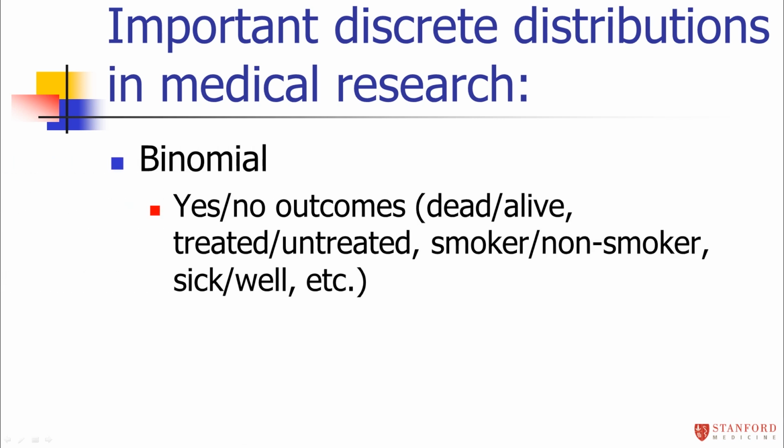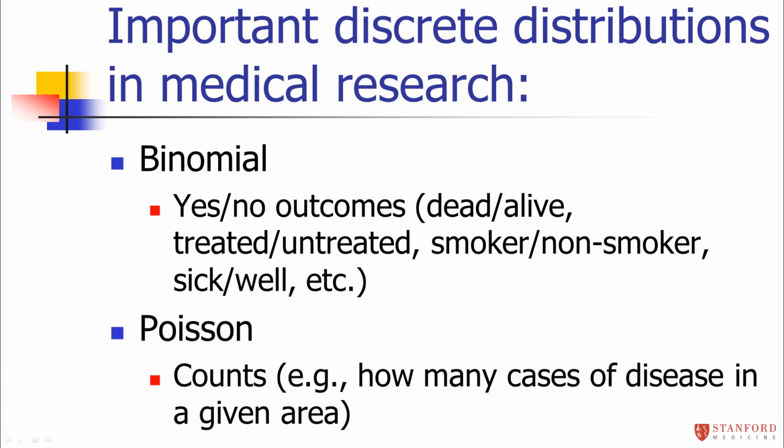Some of the important discrete distributions that you'll encounter in medical research are the binomial distributions. So these are distributions that are used in many, many cases. They're very general. The one I just showed you was a very specific case. The binomial is something that generalizes to any time where you have a binary outcome, a yes-no outcome. So whenever you have data that's dead or alive, treated or untreated, smoker or non-smoker, that follows a binomial. So that binomial distribution, which we're going to talk about in a module this week, underlies a lot of the important statistics in medical research.